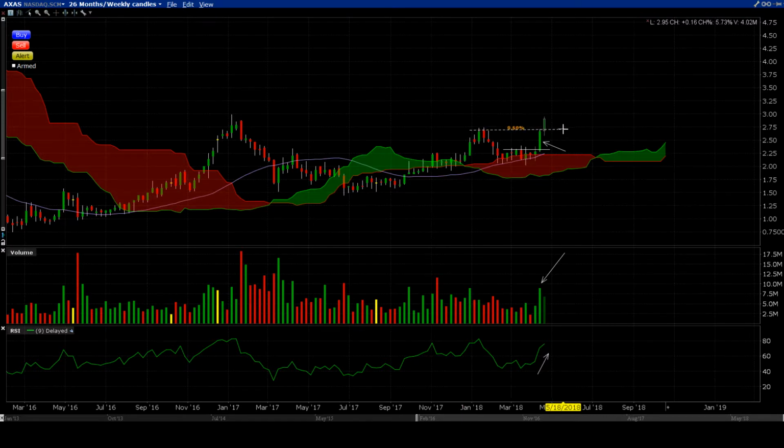That looks like a solid stage 2 that's been ignited for AXAS. What else do we need to look at? Okay, the bottom of the formation.